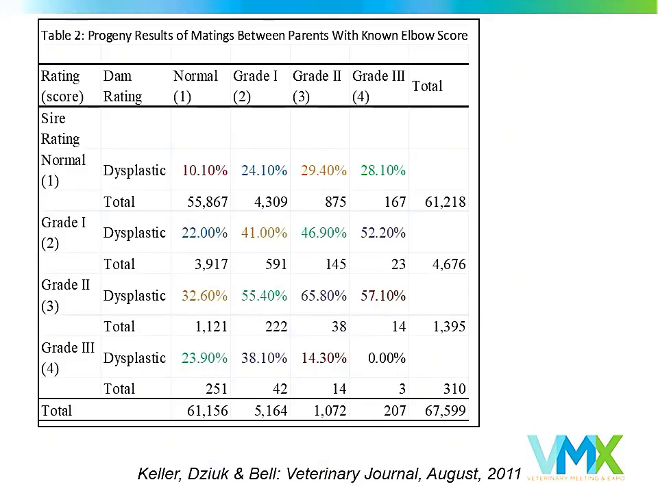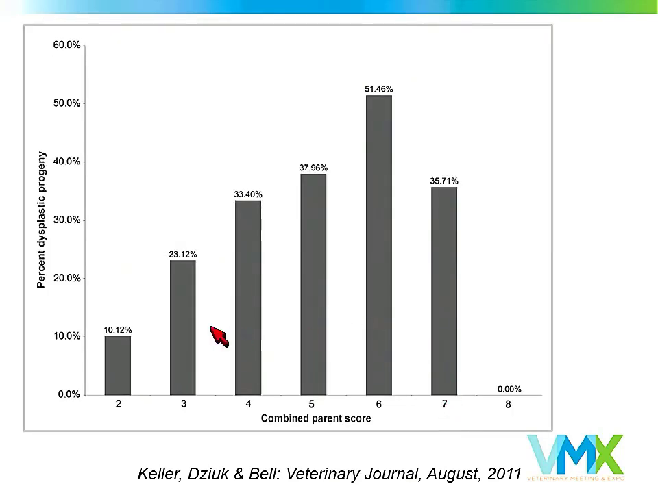This is the same thing on elbows. So a number 1 would be normal, and then we go down to grade 2, 3, and 4. And this population had about 70,000 progeny, where we had the known elbow status of the breeding pair and the progeny. And graphically, you see the same thing.